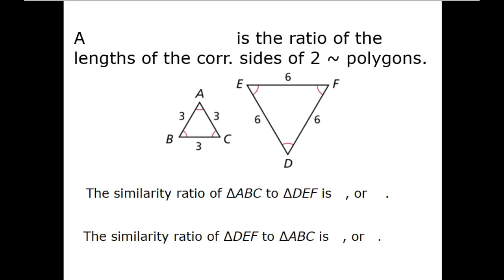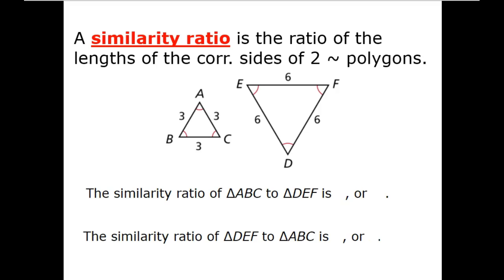Okay, so the next thing we have is a similarity ratio. A similarity ratio is different than a scale factor. You use scale factors when you were talking about dilations. These are not the same thing. These are not difficult by any means, but a lot of people get them wrong because they get them upside down because they don't listen to what I'm saying.